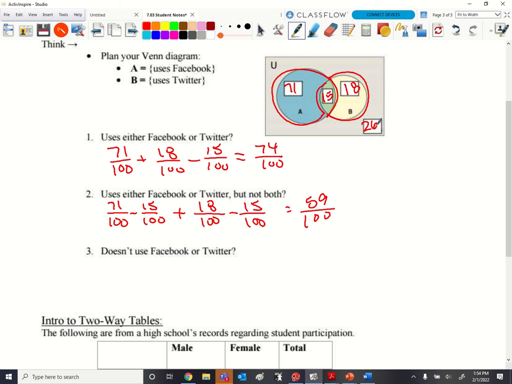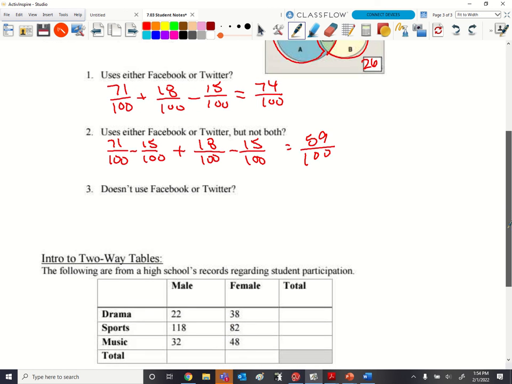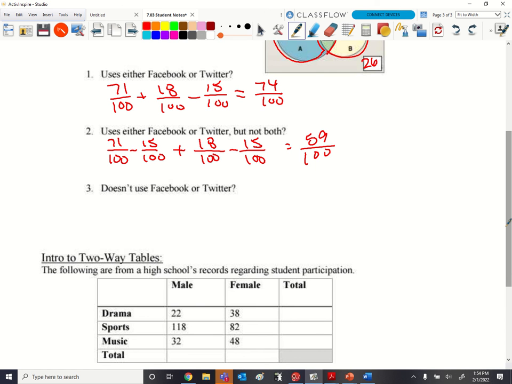So don't use Facebook or Twitter. So let's go not Facebook. Not Facebook. What's the complement of Facebook? Remember, complement is complete. And what is complete in this story? It is going to be 29, but completes 100, remember? These are all out of 100. That's the reason why we're doing it as a fraction like this. So to complete that, it is 29.